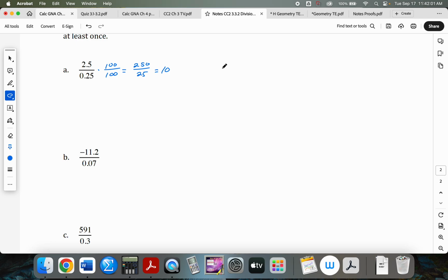If you do it by the standard algorithm, that's 0.25 divided into 2.5. We move the decimal 2 places to the right, so we have to move this decimal 2 places to the right also. 25 goes into 25 once. 25 goes into 0 0 times. So we get 10 that way also.